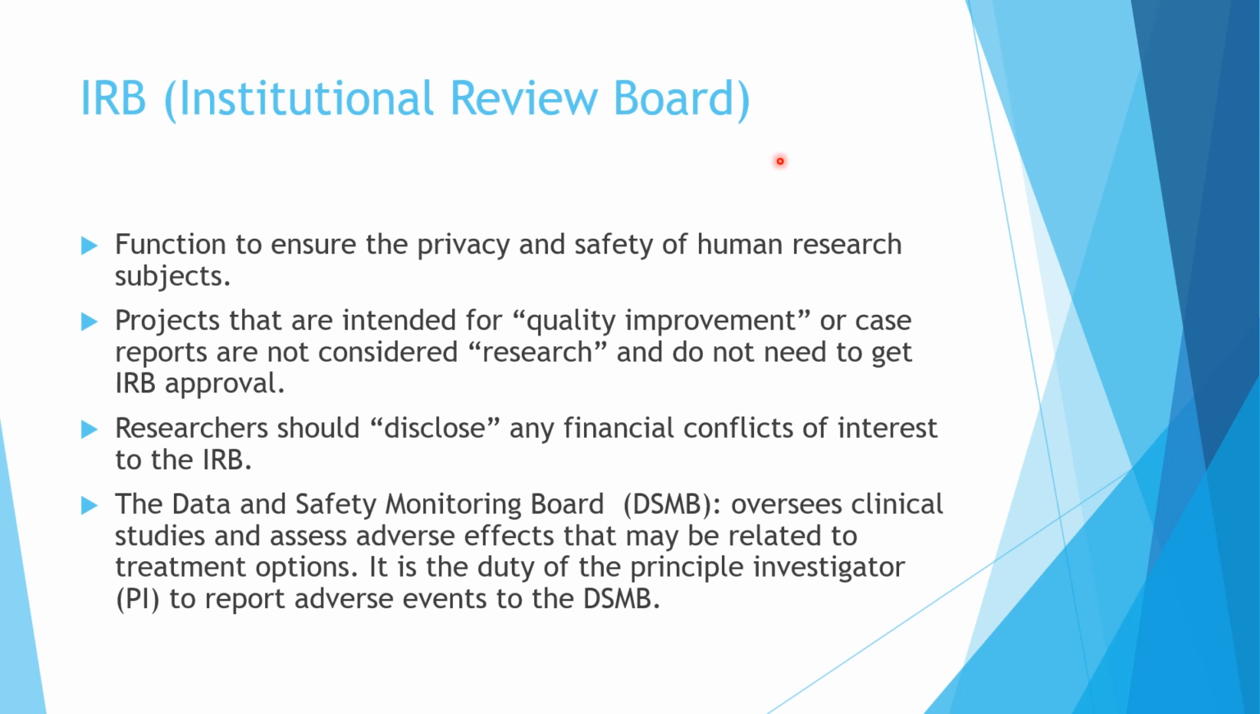Now let's talk about the IRB, or the Institutional Review Board. The IRB function is to ensure the safety of the human subject in any research. So in other words, the IRB function is to maximize benefit and minimize risk in case of research on human subjects. So if you have a research that you're doing, the IRB function is to ensure the safety of the human subject. In other words, maximize benefit, minimize risk.